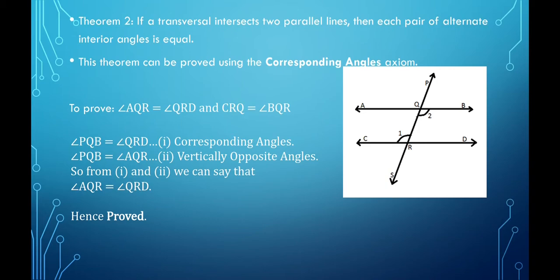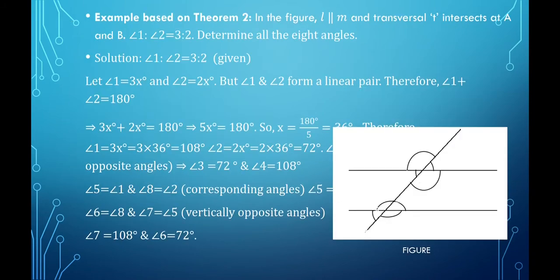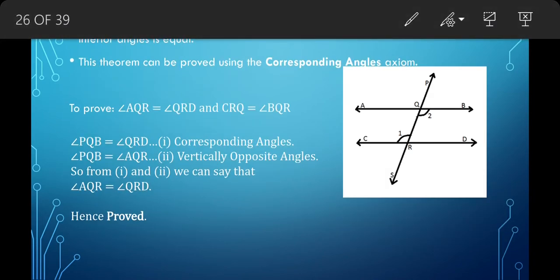So we will use the previous theorems and axioms here to prove this theorem. So first statement, angle AQR equal to angle QRD. Okay, this one we have to prove. And also angle CRQ equal to angle BQR. So these are also the alternate interior angle pairs.